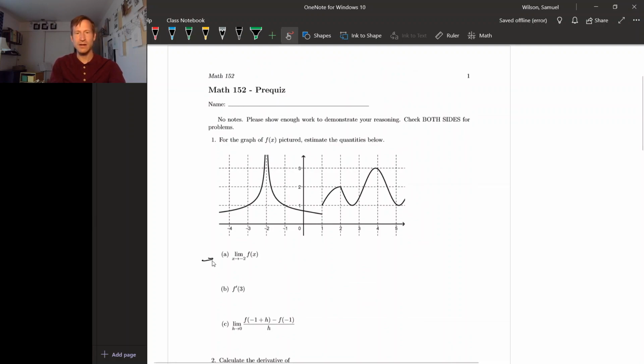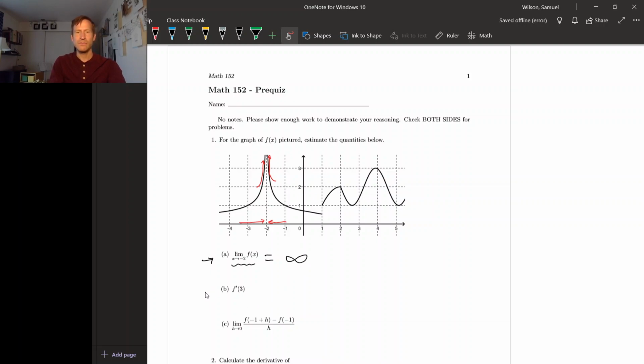For 1a here, limit as x goes to -2 of f of x. So this limit is just asking what happens to the function as x gets close to -2. And looking at this graph, as x gets close to -2, it looks like the graph just flies upwards towards plus infinity. So this limit is positive infinity.